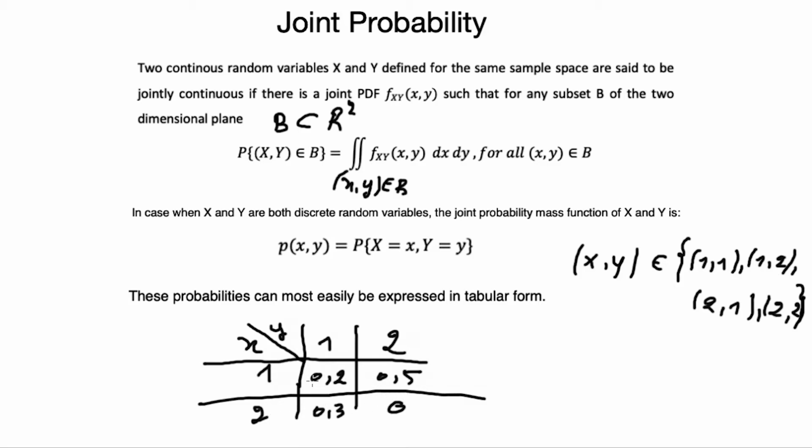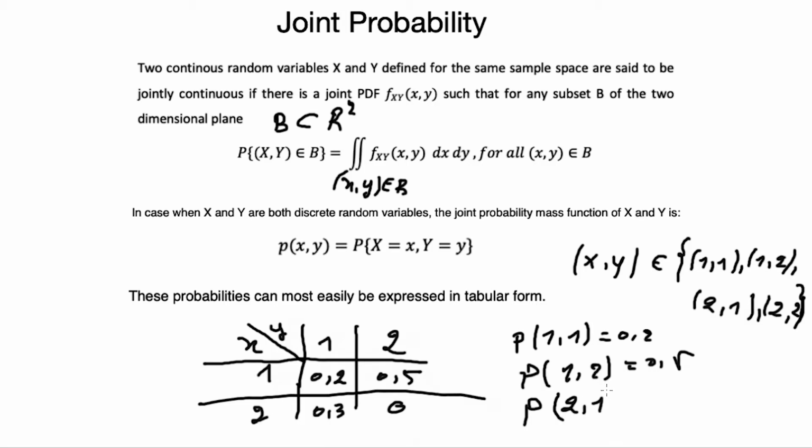So it is easy for us now to read the PMF from this table. For example, P(1,1) is X equals 1 and Y equals 1, so 0.2, and P(1,2), X equals 1 and Y equals 2, is 0.5, and P(2,1) is 0.3, and P(2,2) is 0.